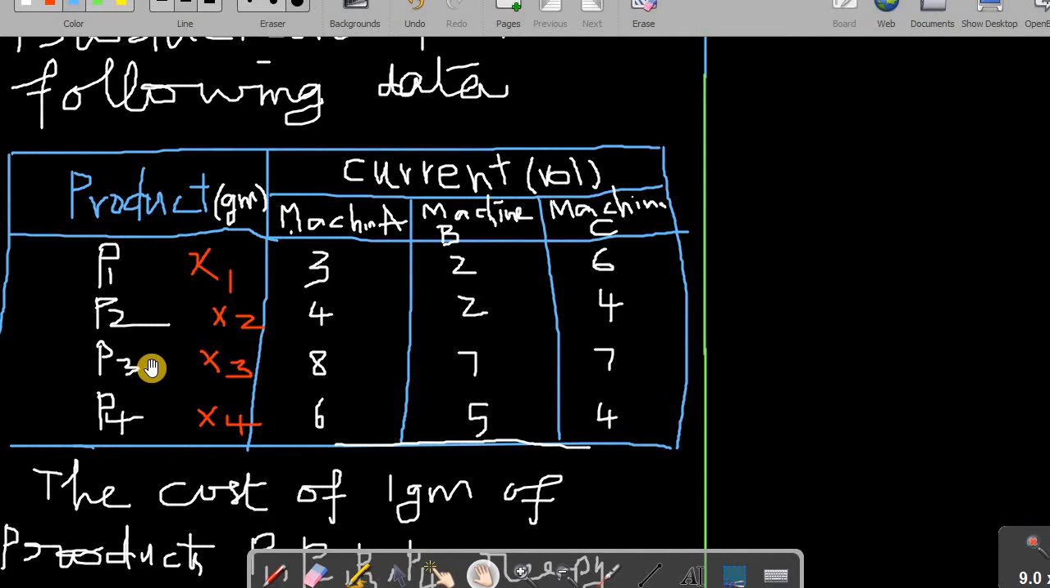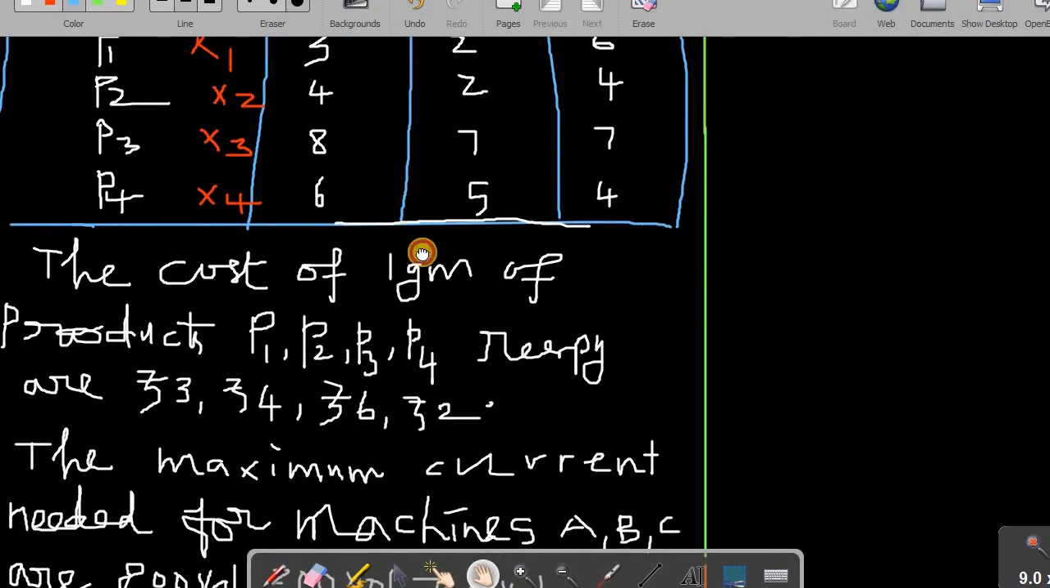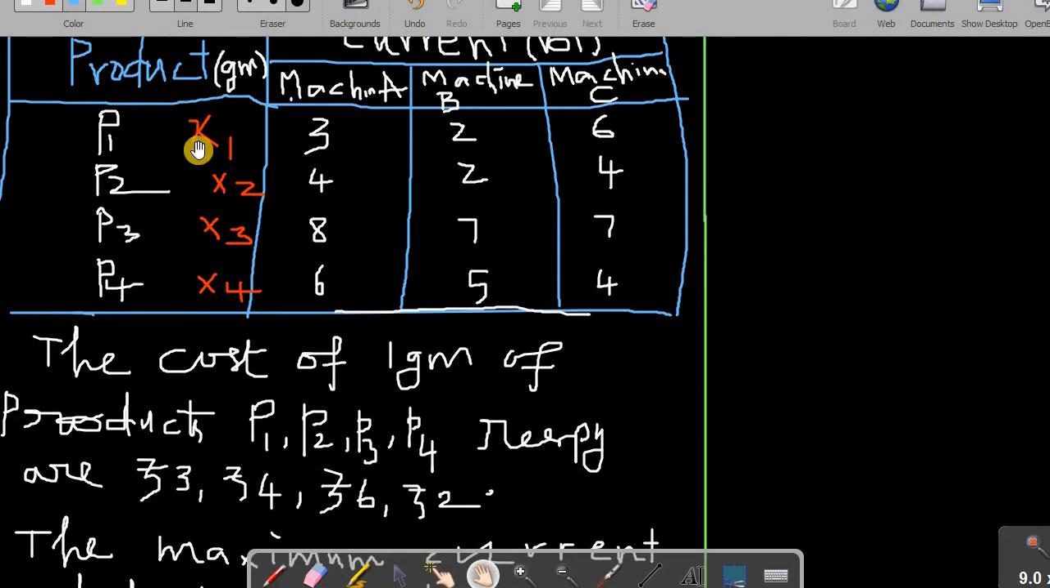So if that is the case, what is given here is that 1 unit of product 1 gives 3 rupees, 1 unit of product 2 gives 4 rupees, 1 unit of product 3 gives 6 rupees, and 1 unit of product 4 gives 2 rupees. How many products we are making, we don't know. We are just assuming, that's all. Suppose that is assumed as x1, x2, x3, x4.